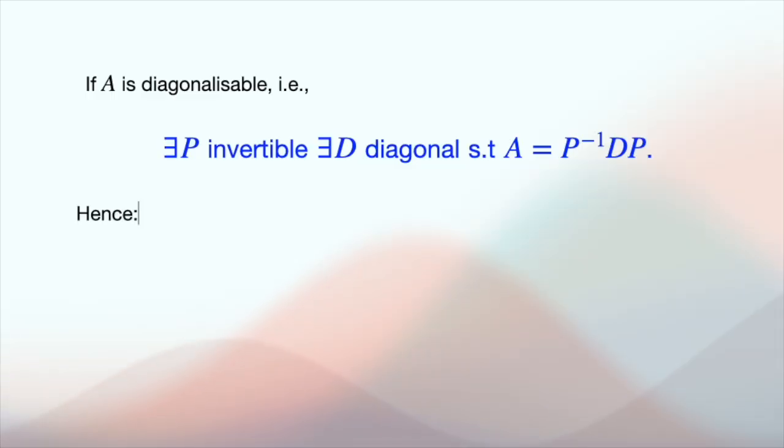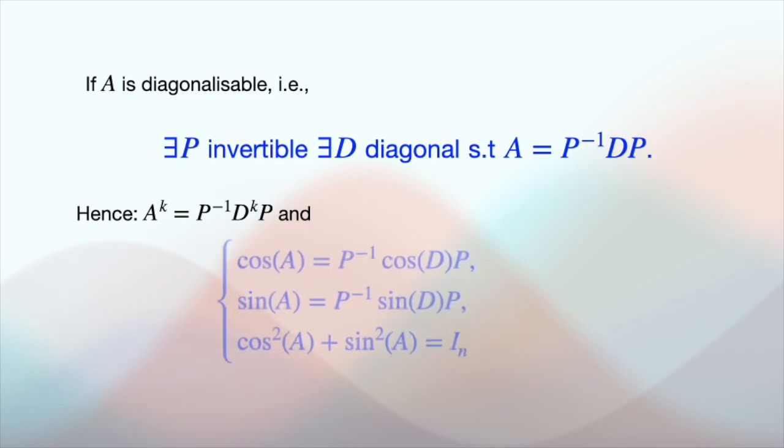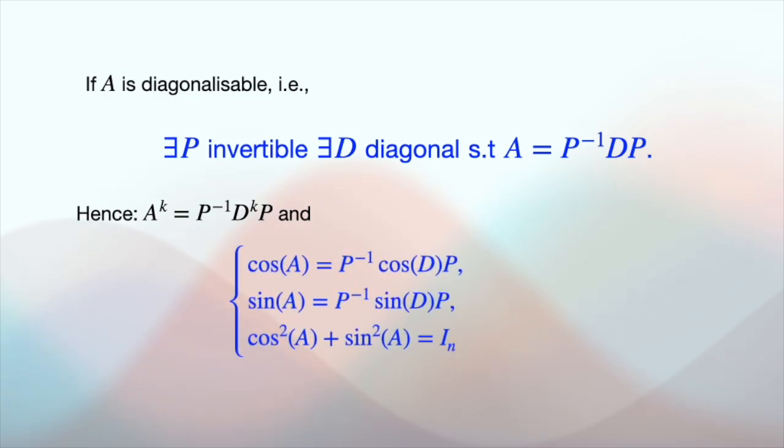If A is diagonalizable, this means that A is equal to P inverse D P, where D is diagonal. We get that cosine A is P inverse cosine D P, sine A is P inverse sine D P, and we get also the formula in this case.